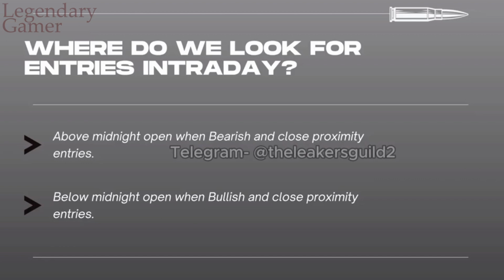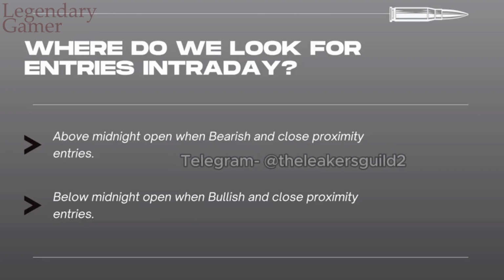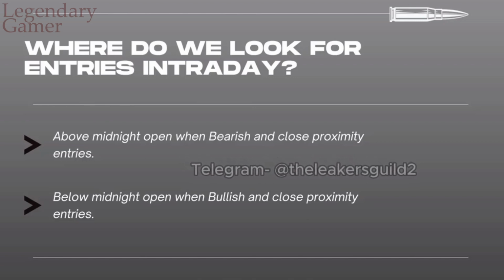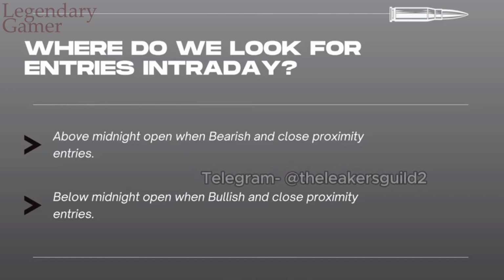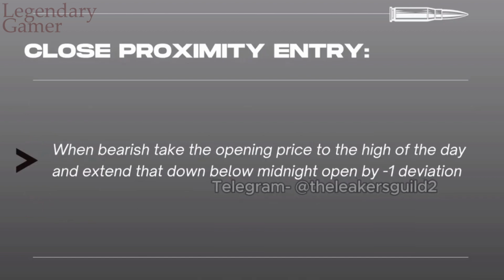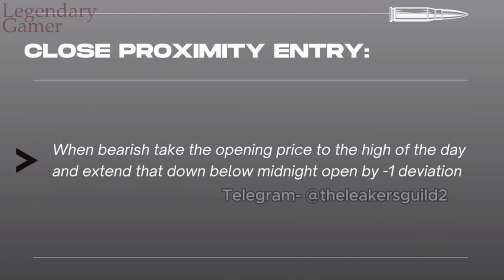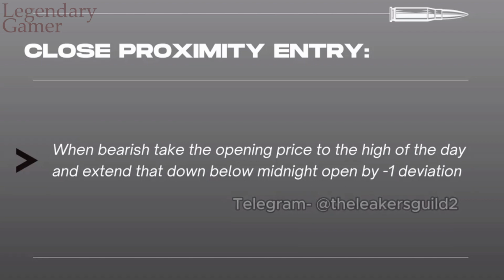As always, map out your New York midnight opening price, right? And above midnight opening price when bearish, and a close proximity entry, and we're going to be talking about that a little bit more in the next slide. And if we are bullish, below midnight open, right, and a close proximity entry. Now what is a close proximity entry? When bearish, take the opening price to the high of the day and then extend that down below midnight open and use one standard deviation of this.